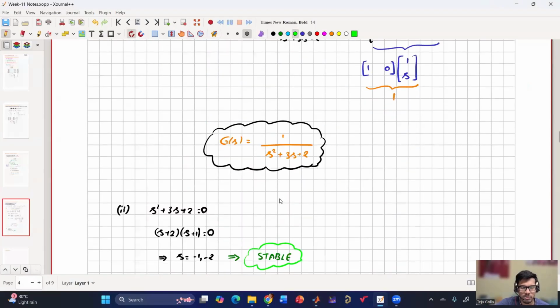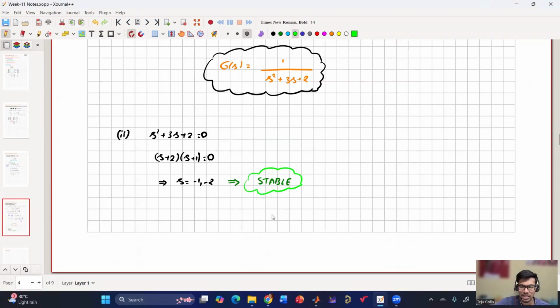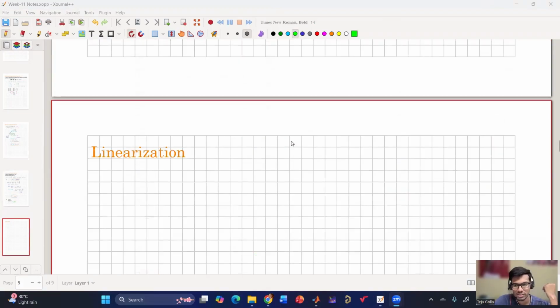And so the system is stable because all the poles, and there are no zeros, are on the left half plane. So in this way, we can calculate the stability of the system. Any doubts until this point? Okay. If no, then I'll move to the next topic, which is linearization.